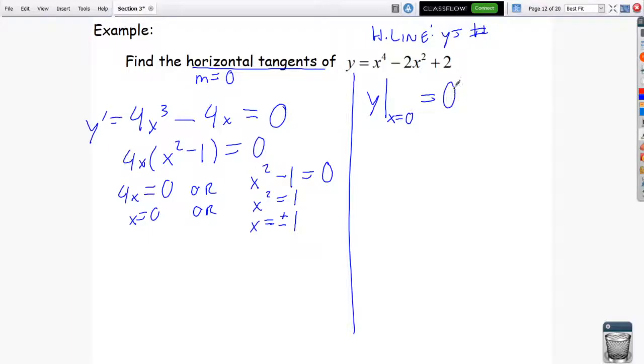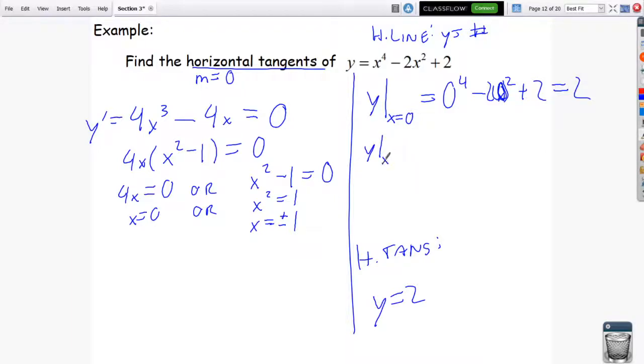So I'm going to have 0 to the 4th minus 2x squared plus 2 times 0. Got to remember plugging it in everywhere. Plus 2. 0 to the 4th minus 0 plus 2 gives me 2. One of my horizontal tangents is y equals 2. There's one of my horizontal tangents.